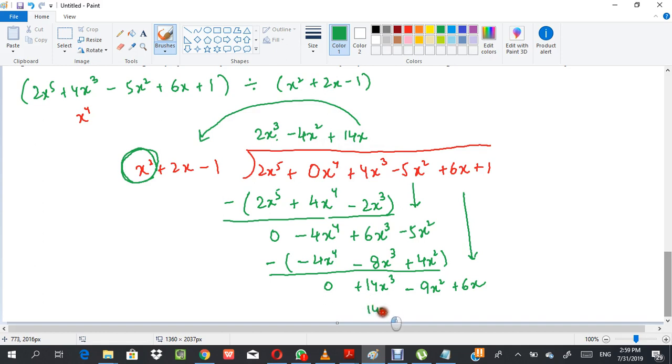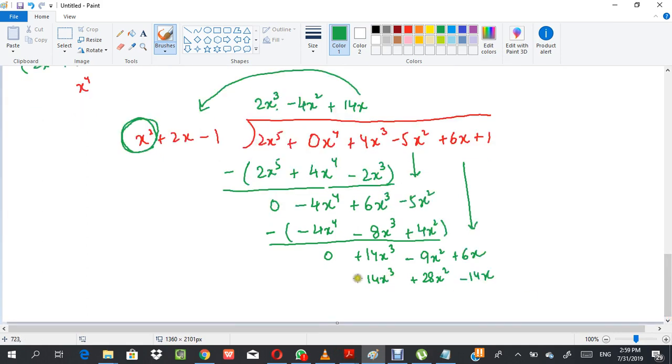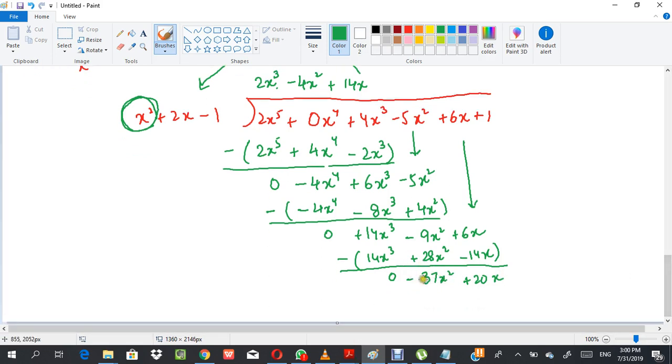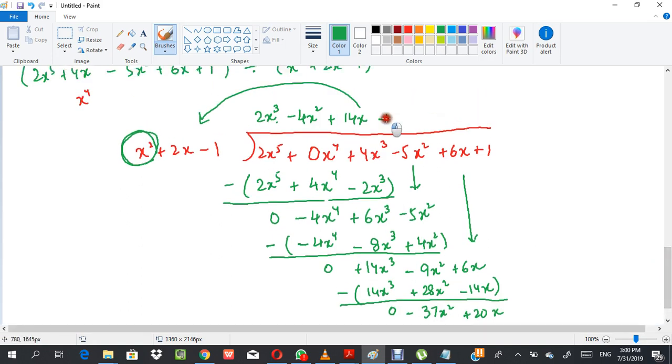This gives me 14x cubed, add 28x square minus 14x, and subtraction gives me 0, take away, this is negative 37x square, and here we have plus 20x. Fine. So now we'll try to get rid of this, and this can be done by multiplying this x square by 37.